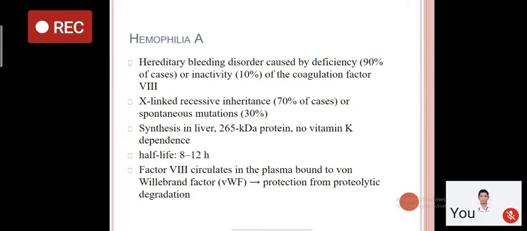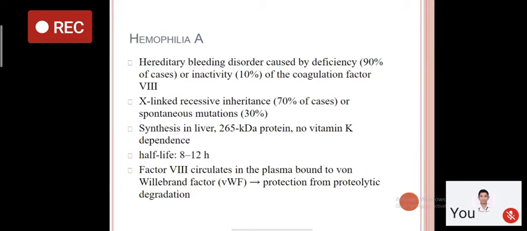So the condition is hemophilia A if there is a factor 8 deficiency, and hemophilia B if there is a factor 9 deficiency. 30% of patients might not have a family history and there is a spontaneous onset of mutations. So this factor 8 is synthesized in the liver and it is not vitamin K dependent, and it has a half life of only 8 to 12 hours.